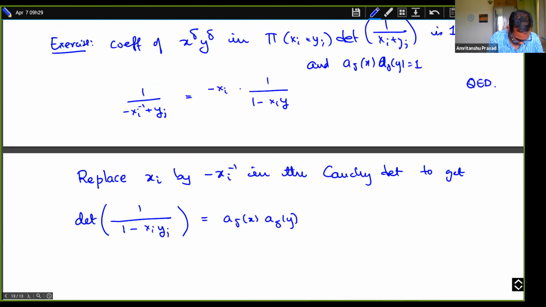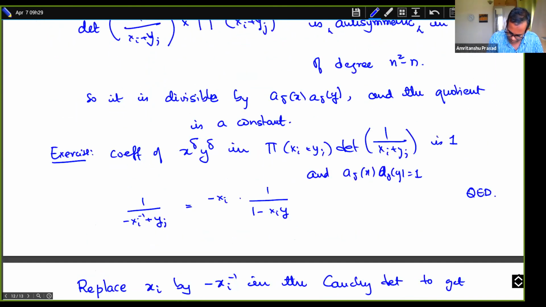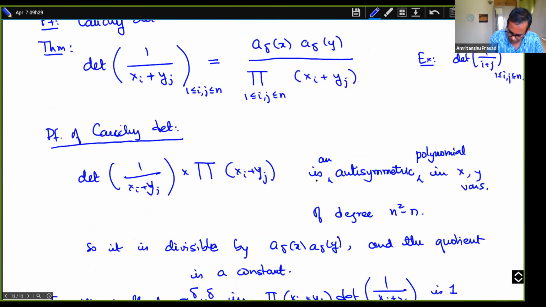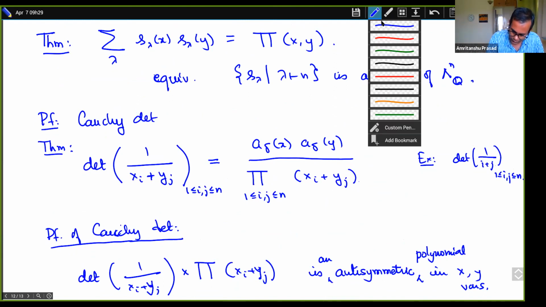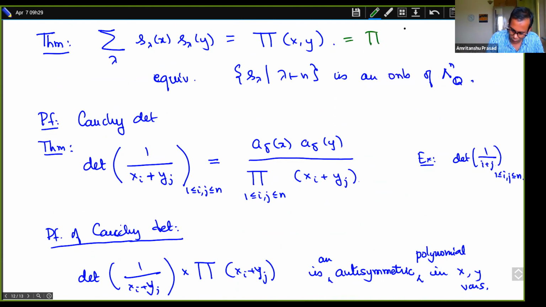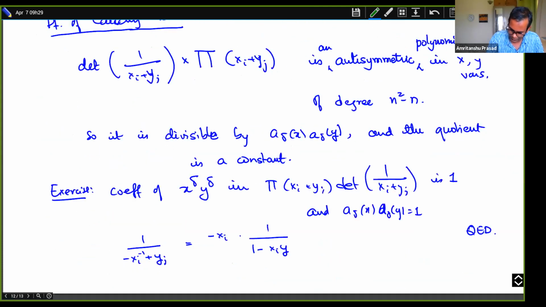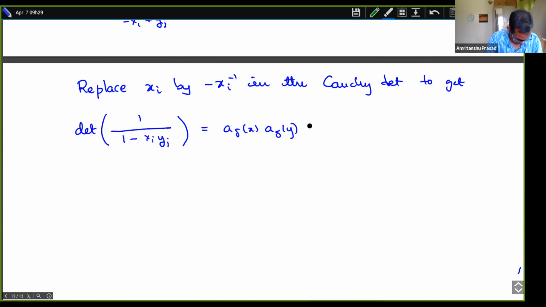but then you will have, instead of this product of xi plus yj, you will have this. Remember this pi xy, what was it? This pi xy was the product of 1 over 1 minus xi yj. So what we'll get here is that pi xy. Okay, and all this is in n variables.